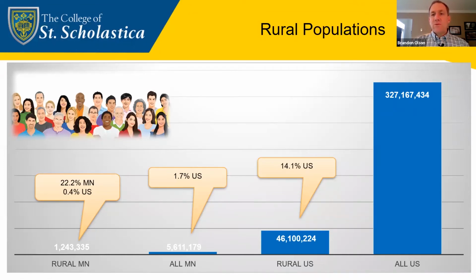So when we talk about rural Minnesota, in those counties that I showed you before, that represents 22.2% of the population in the state of Minnesota, or 0.4% of the population across the entire United States. And that's 1.2 million people. Now, the state of Minnesota at 5.6 million people is 1.7% of the United States. And across the United States, we have about 46.1 million people, and that represents 14% of the US population that lives in areas classified as rural.